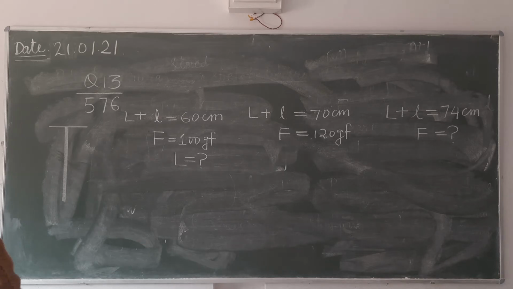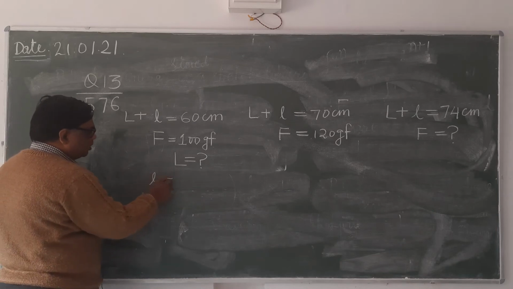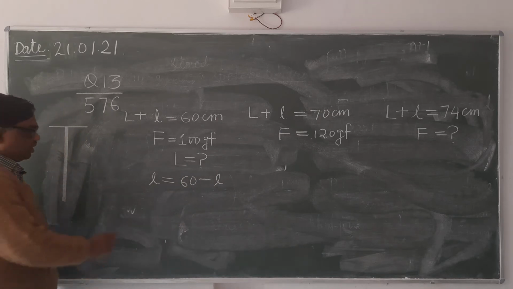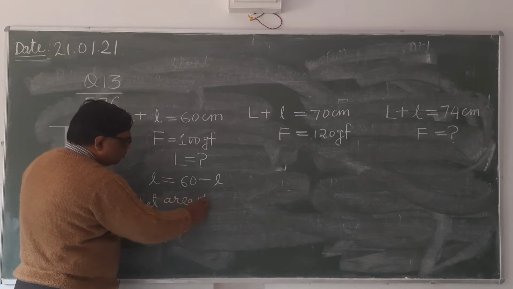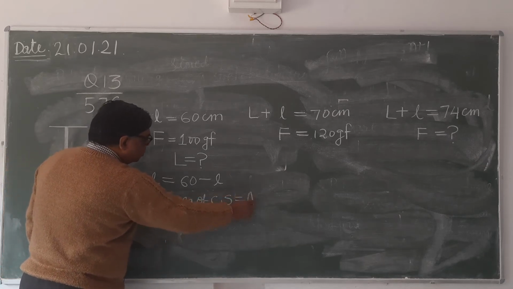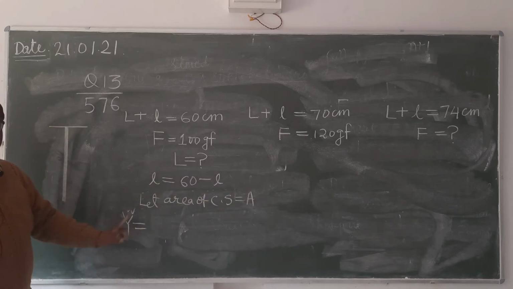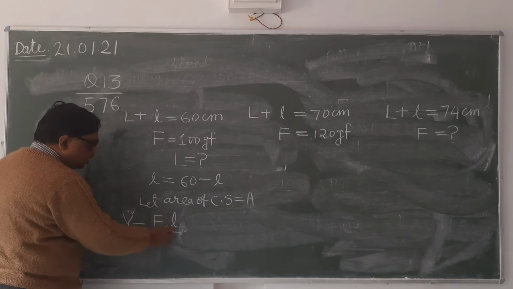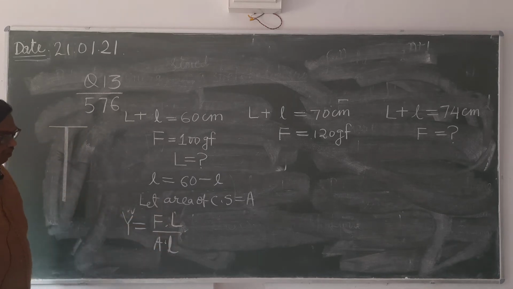In the question it is given that its length becomes 60 centimeter under the weight of 100 gram force. So here we have assumed original length equals to capital L. So what will be change in length? 60 minus L, small l. Let the area of cross section is capital A. So what will be the value of Y from here? What is the formula of Y? Y equals to F into capital L upon A into small l.